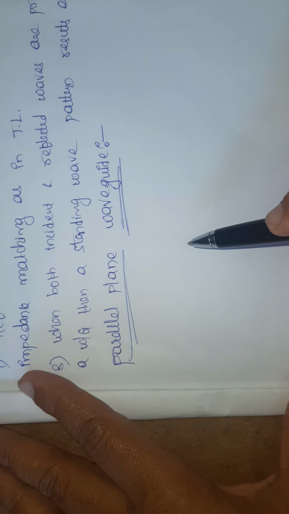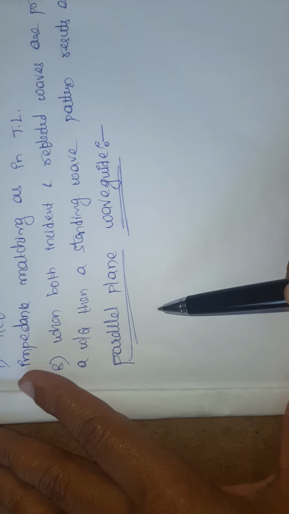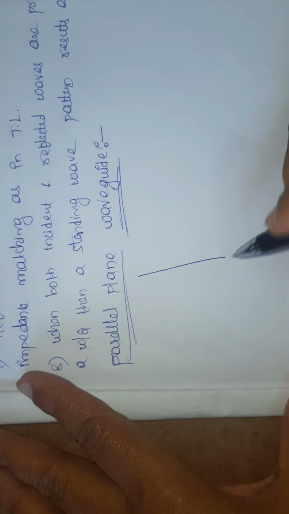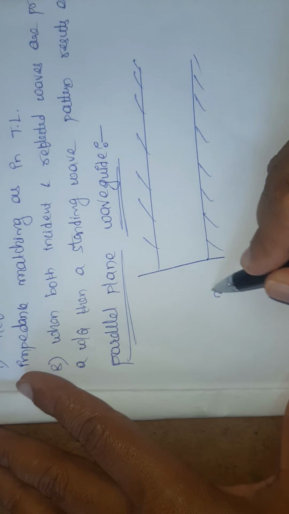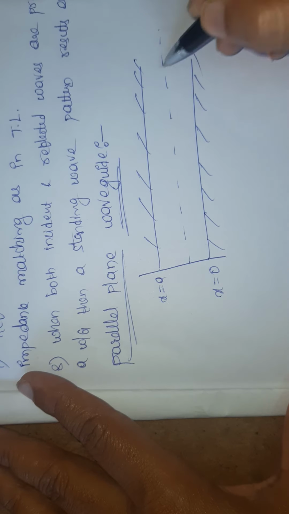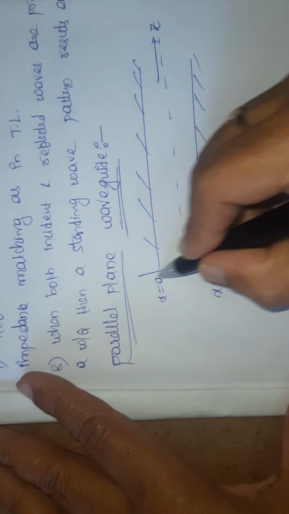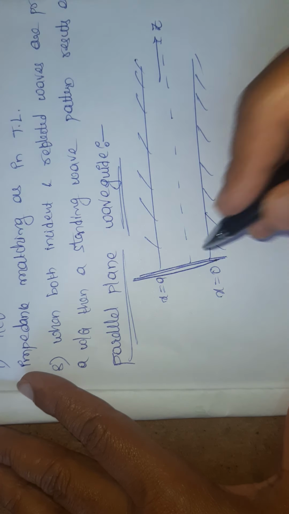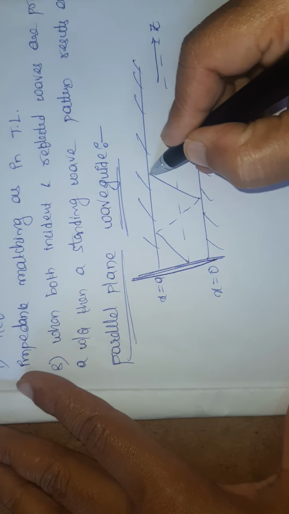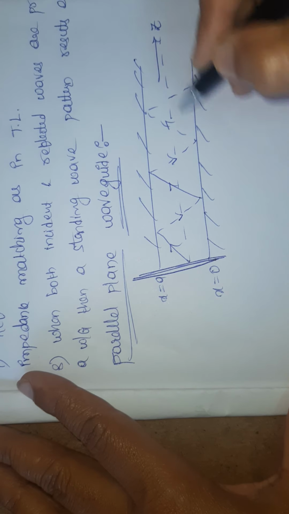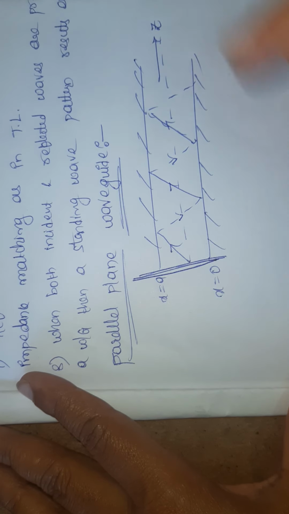We are going to discuss about parallel plane waveguide, and in the last session we have discussed how the parallel plane waveguide is set up. These are the two parallel plates and the wave is restricted along x direction, that is x is equal to 0 to x is equal to a. So this is z axis, this is x axis, and this is along y axis. Here the wave is getting reflections and it is moving towards z direction.